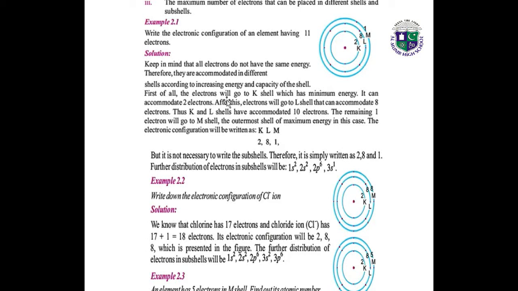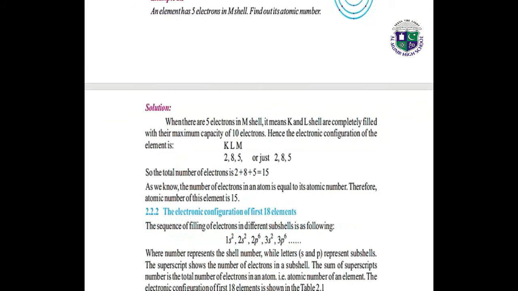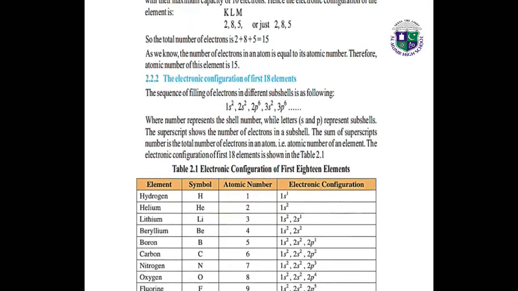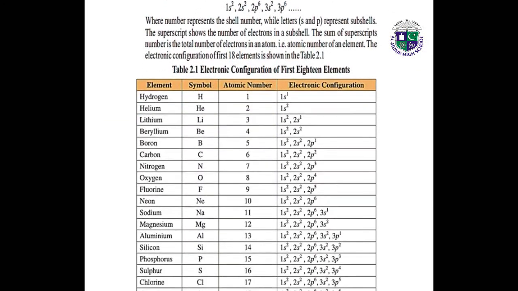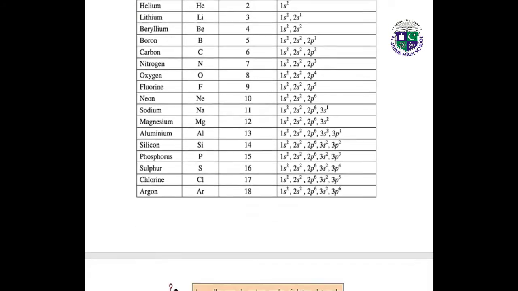First of all, the electrons will go into the K shell, which has minimum energy. It can accommodate 2 electrons. After it, they will go into the L shell. It can accommodate 8 electrons, and so on. Examples 2.1, 2.2, 2.3 are the same as we have studied above. This table shows the elements, their symbols, their atomic numbers and their electronic configuration. You have to read it in detail.